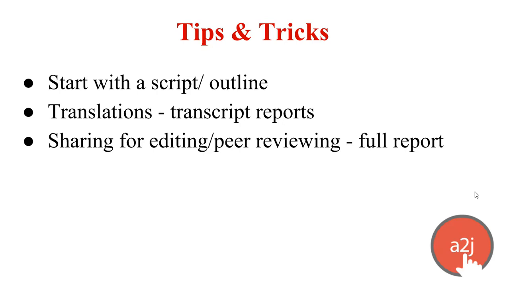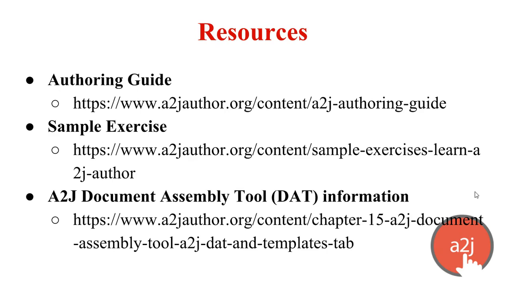A couple of additional resources on top of this training video series that you've now completed. Our authoring guide can be found on our website under content/A2J authoring guide. It's also under the Learn tab. The authoring guide is several hundred pages of step-by-step instructions and explanations about A2J Author. It's essentially our software manual. So going through that, you can search by topic within it and drill down by chapters if you're having trouble with a specific component of software.